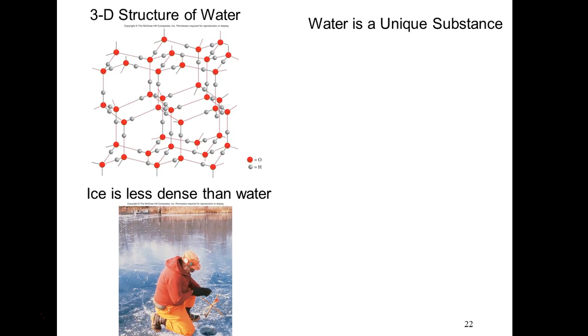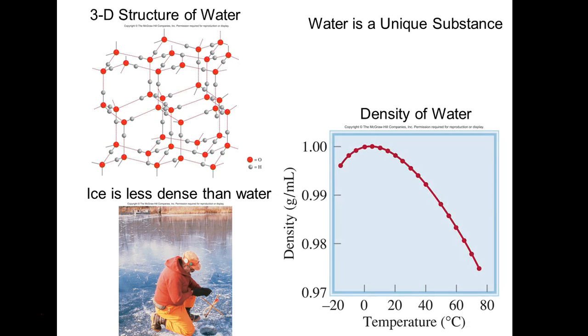And water has a crystalline 3D structure, and it is a unique substance that's worth pointing out because water is one rare substance in which the density of its solid form is actually less than its liquid form. Hence, ice freezes in a pond from the top down and not from the bottom up.